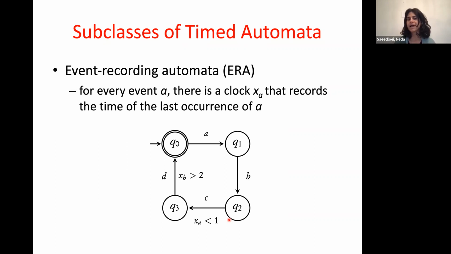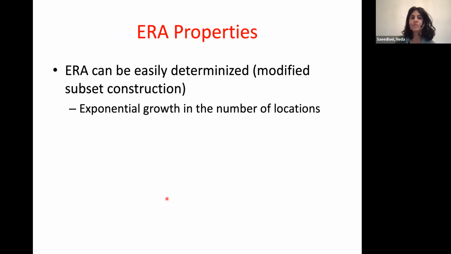For example, here I have the first A followed by B. And when I say X sub A less than 1, that means that the time that elapsed from the last occurrence of A must be less than 1. And then I want X sub B to be greater than 2 when D occurs, which means from the last occurrence of B, I want more than 2 units of time to have elapsed.